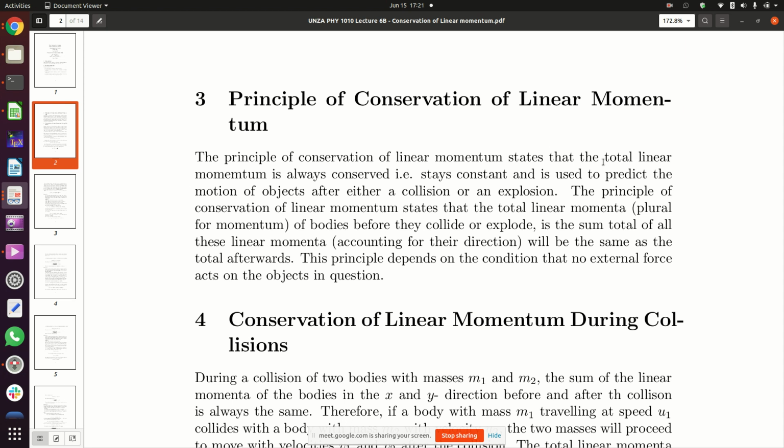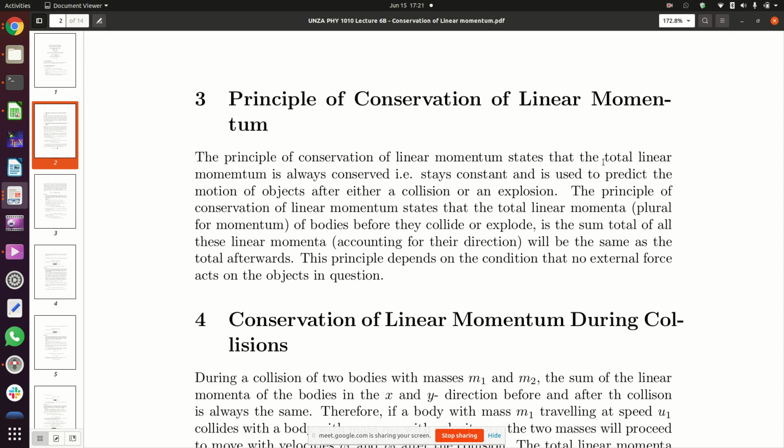You find the total momentum. Then just after they collide, you also work out their total momentum. You find that the total momentum will be the same. So that's what conservation means. To conserve is to be the same. So the total linear momentum before things collide and the total linear momentum just after things collide should be the same, is always the same.